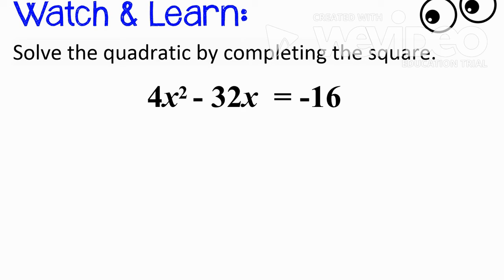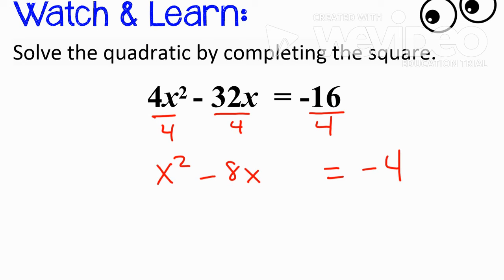Step 1. Look for a GCF. I'm actually not going to factor it. I'm going to use a division property of equality here and just rename it, right? It's like changing 5/10 into 1/2. So I'm just going to rename it. By dividing by 4, I get this, and this, and this.